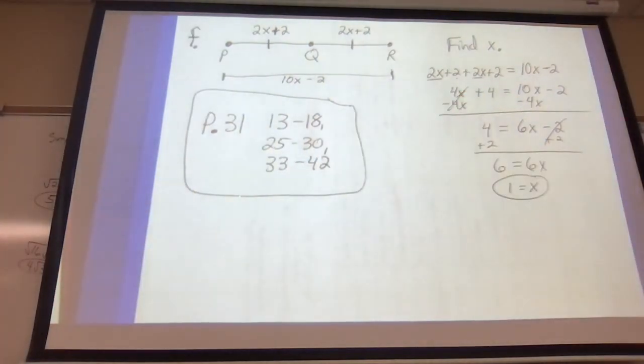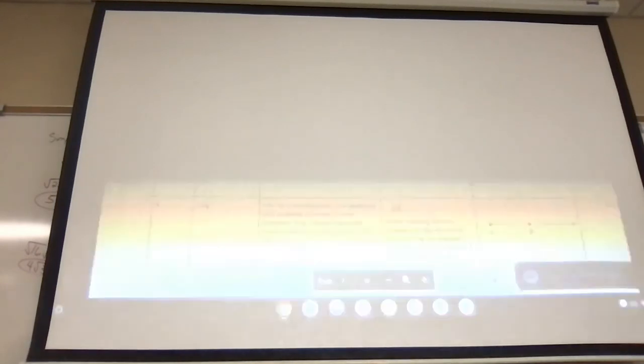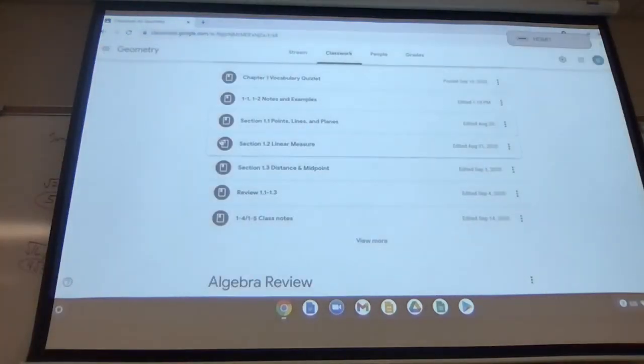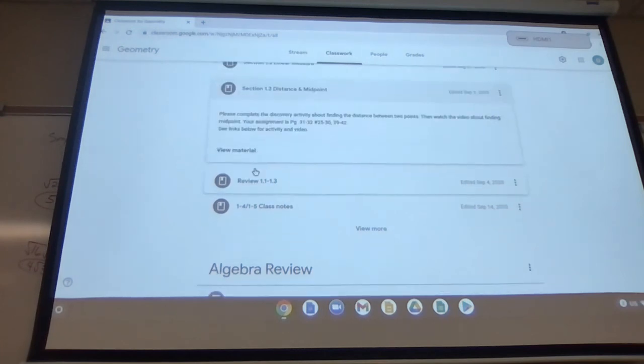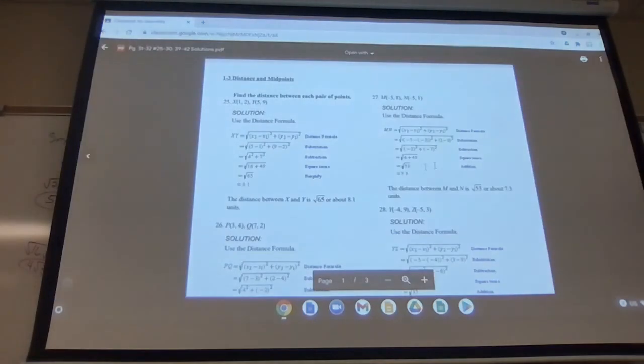And these answers are also on Google Classroom. So let me show you where you can find those. Once you get this written down, is there any more time to write it down? Okay, if I go to Google Classroom, back here. We're on section 3 now, so if you go to section 1.3, distance to midpoint. Your answers for page 31. Right there.